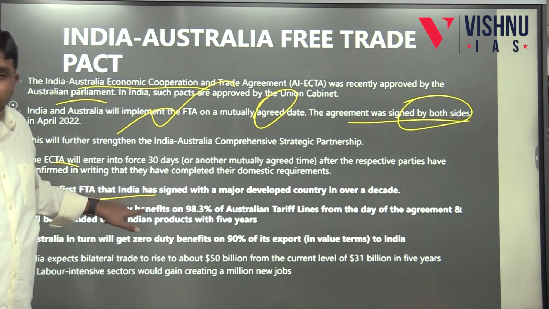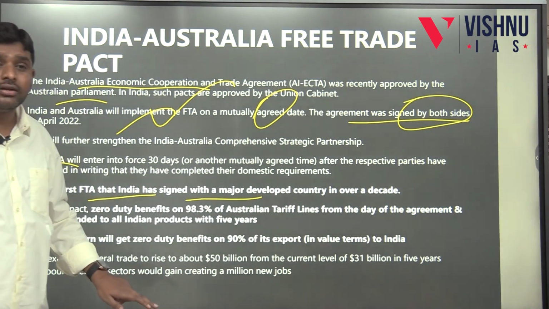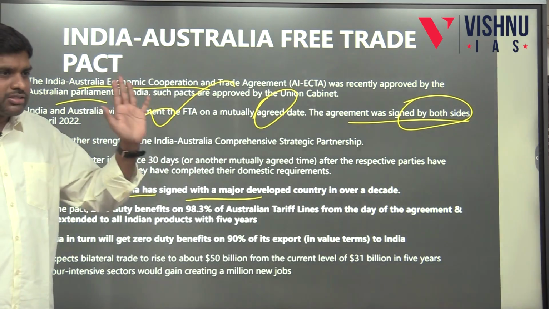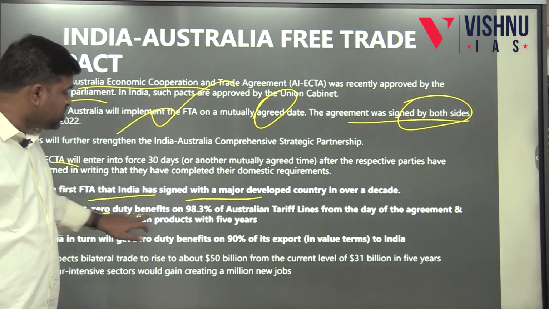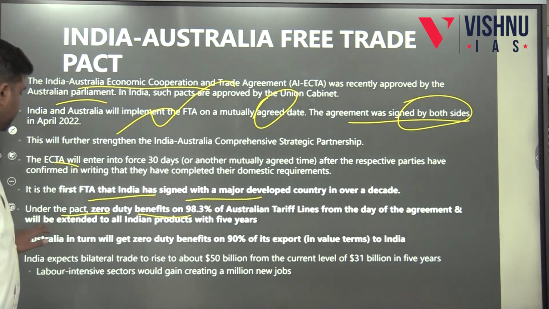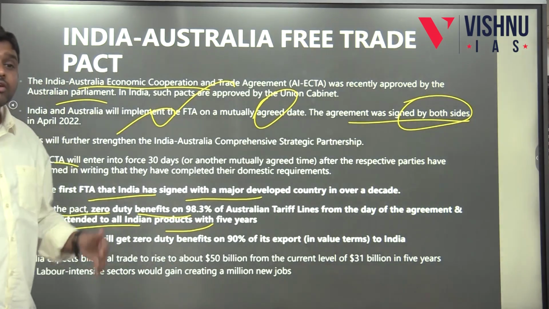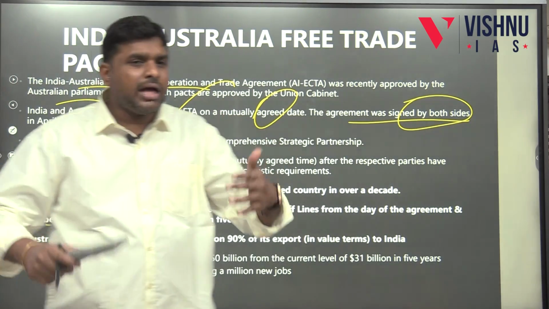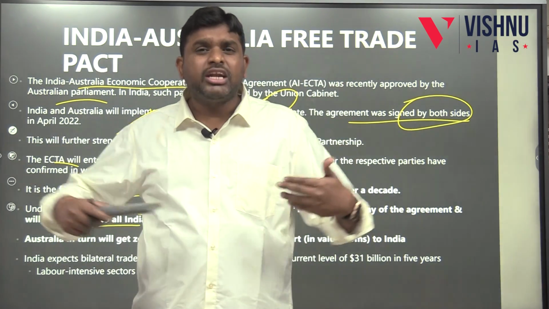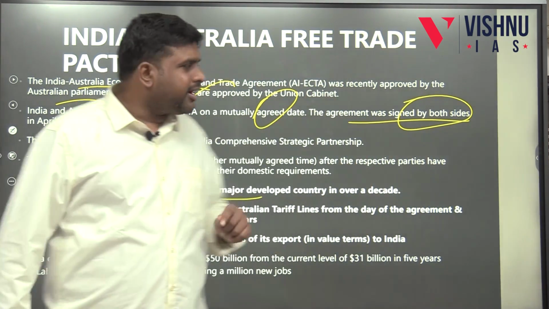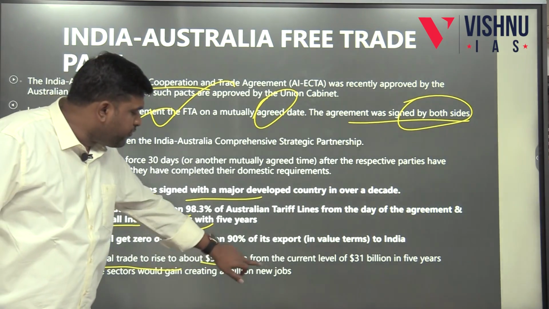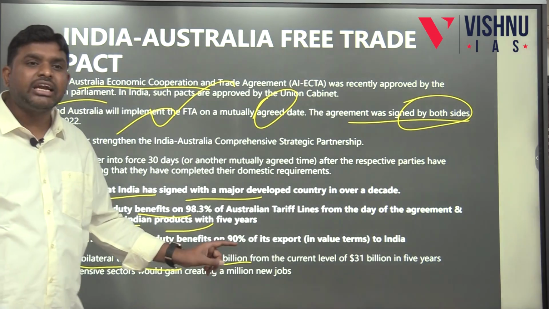The first free trade agreement that India has signed with a major developed country after 1 decade is with Australia. Under the pact, zero duty benefit on 98.3% of Australian tariff lines from the date of the agreement, and it will be extended to all Indian products within 5 years. So that easy movement will be happening. No discrimination will be there. Prices will come down. When the prices come down, the trade will increase. Our target is, India expects bilateral trade of about $50 billion from the current level of $31 billion.